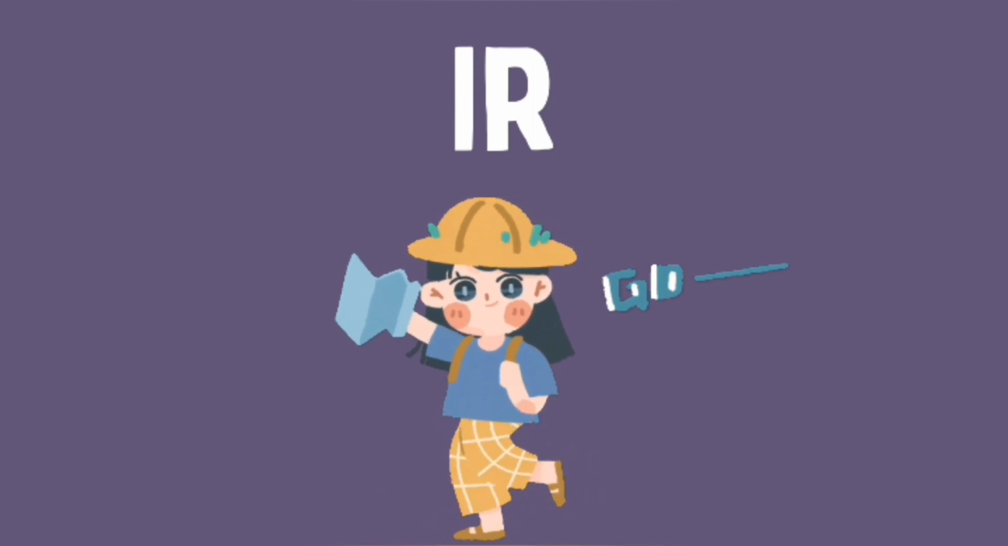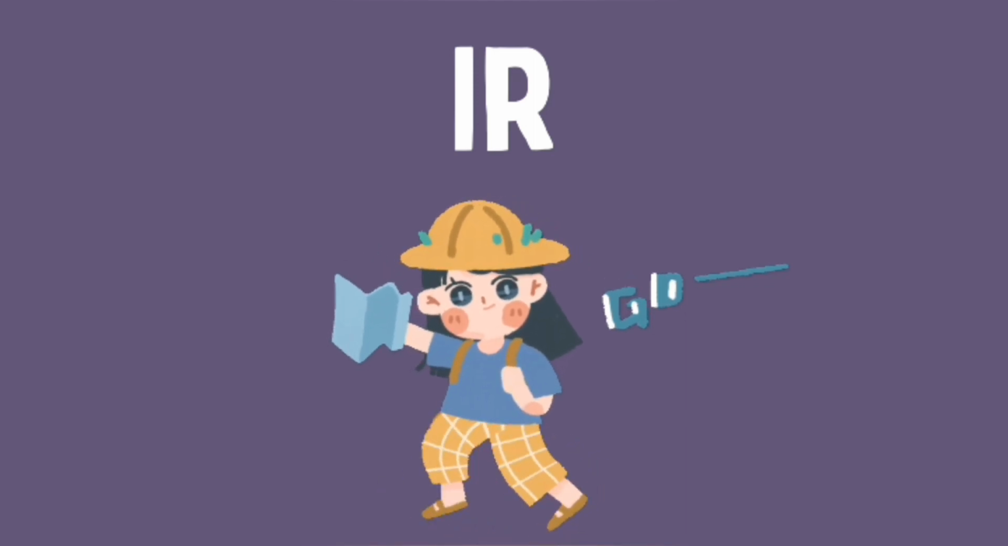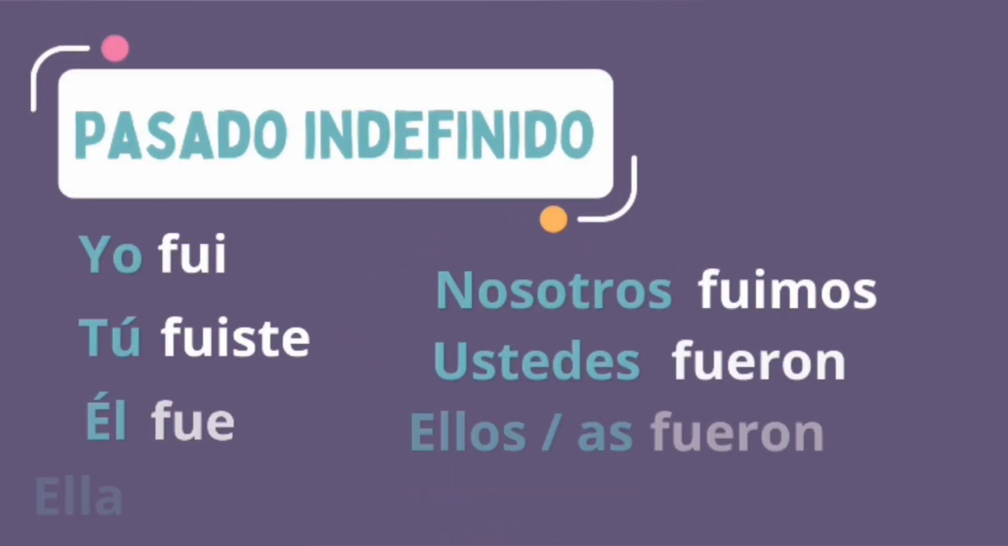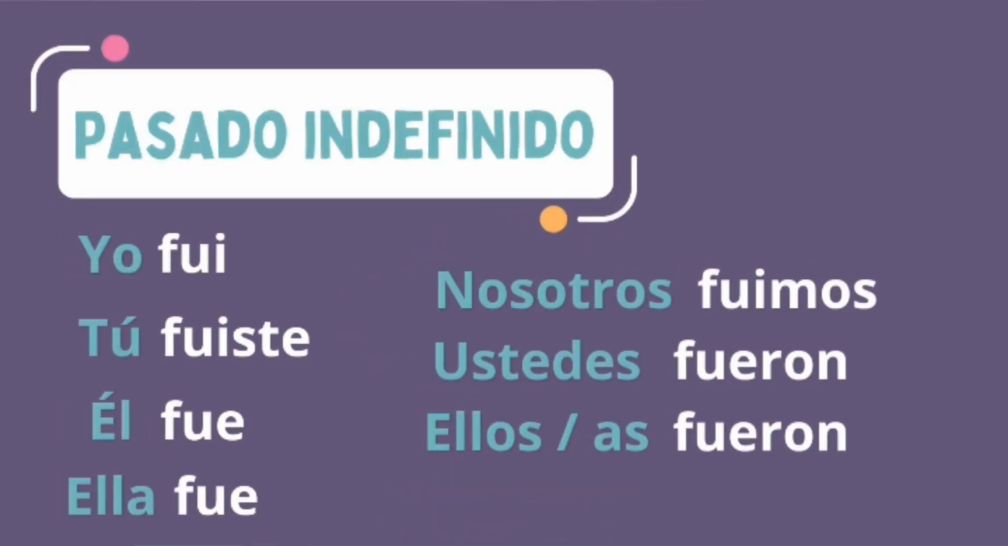And now we have this verb, to go. To go means ir in Spanish, okay? And this is the way you have to conjugate this verb using the indefinite past. Yo fui, tú fuiste, él fue, ella fue, nosotros fuimos, ustedes fueron, ellos or ellas fueron, okay? Here's the way you have to conjugate it according to each personal pronoun.